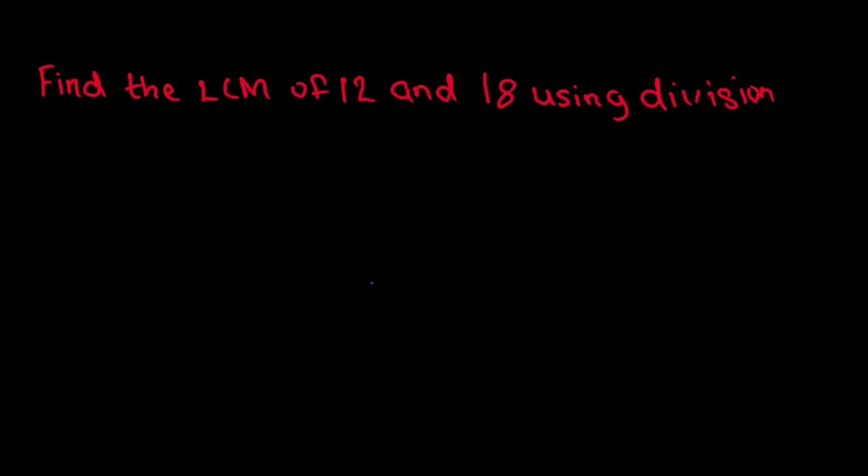Let's see another example. Find the LCM of 12 and 18 using division. First, we write both the numbers and divide by common prime numbers step by step. So we write down 12 and 18. The first prime number which can divide into both is 2. 12 divided by 2 is 6. 18 divided by 2 is 9.